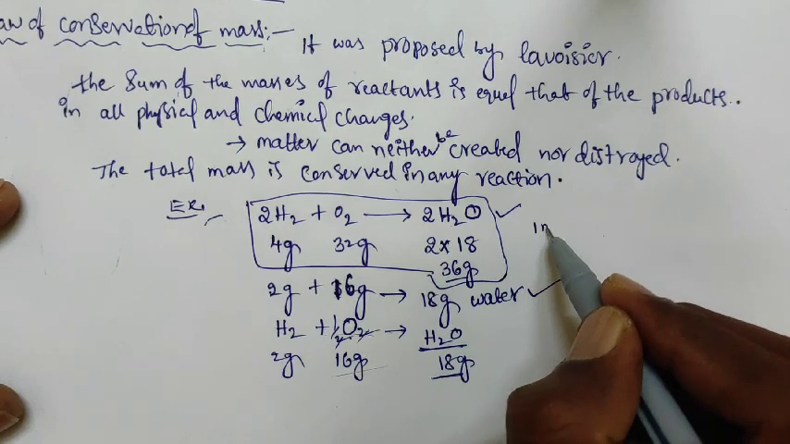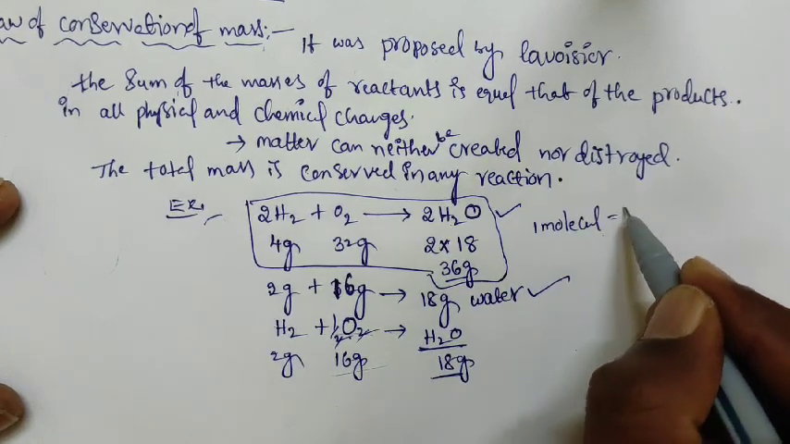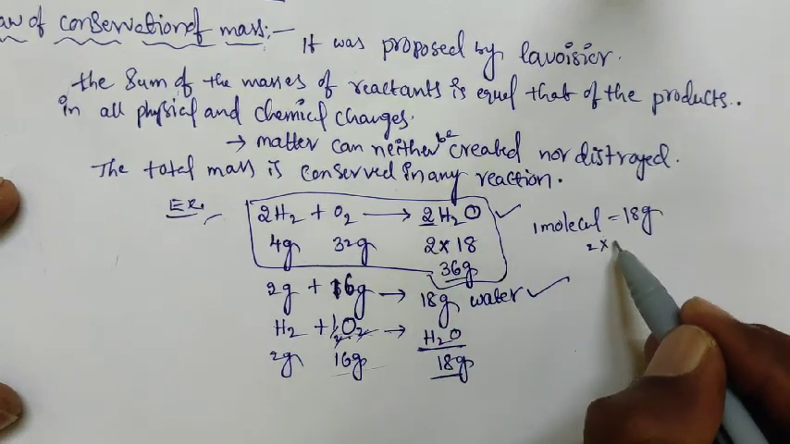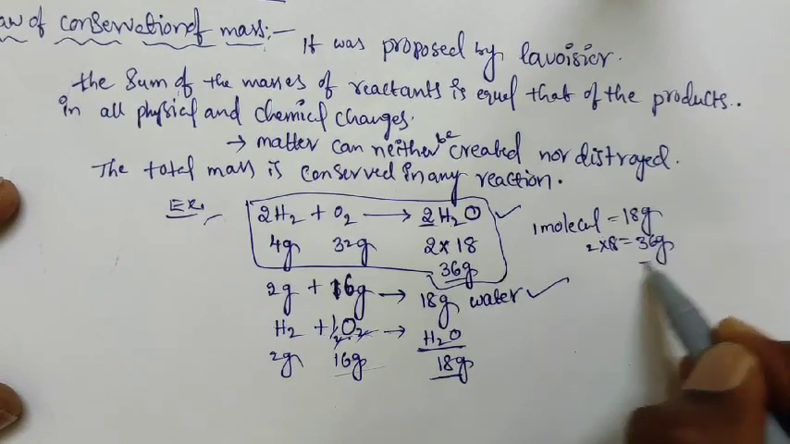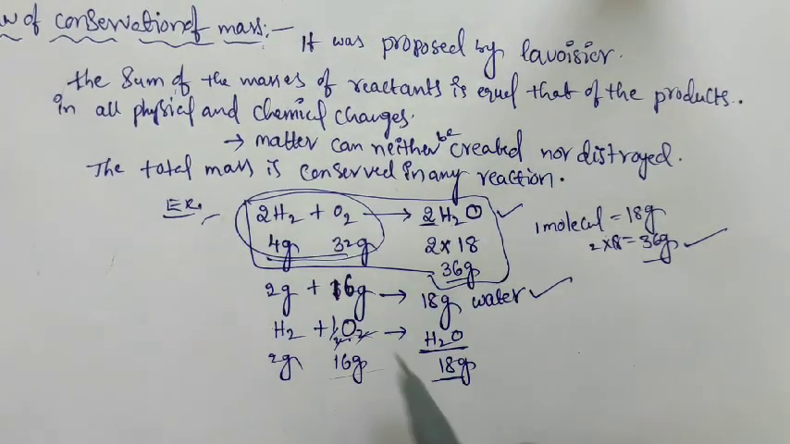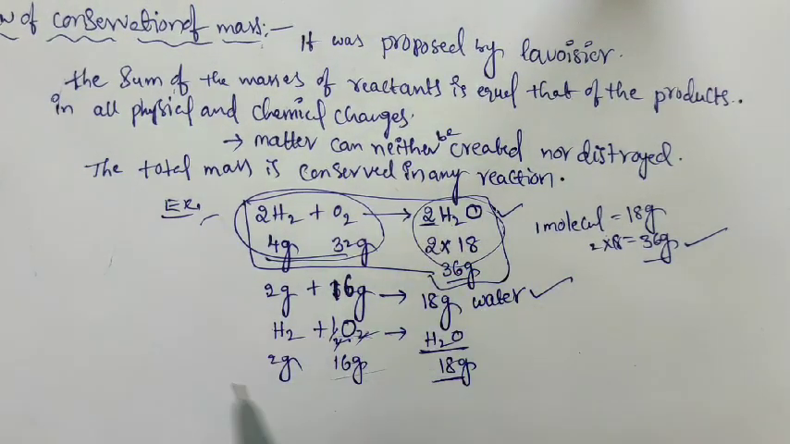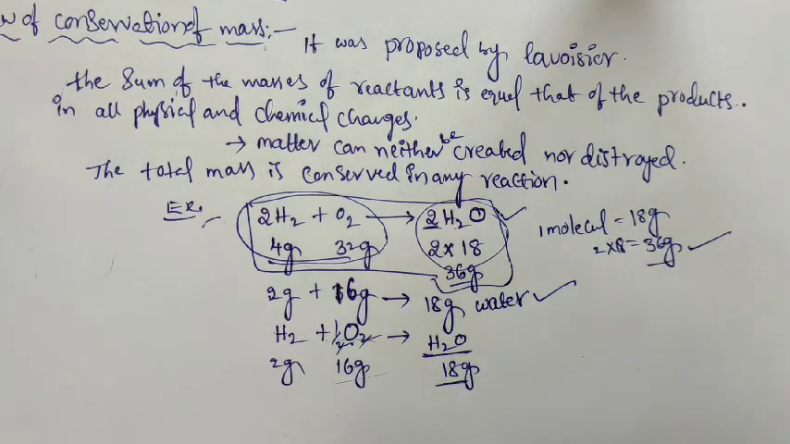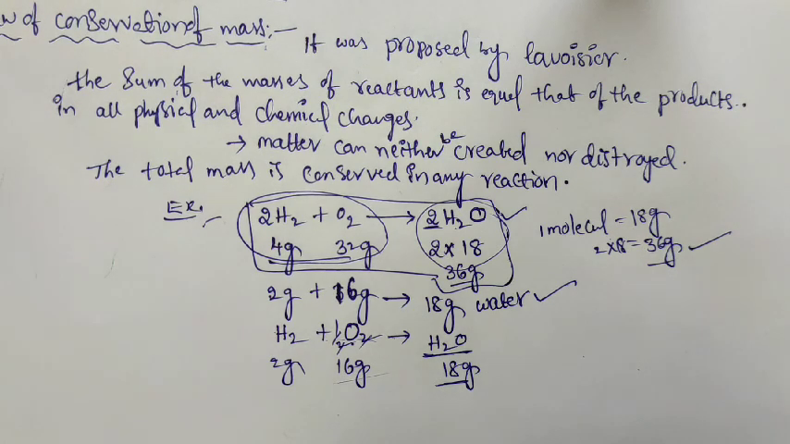So one water molecule weight is 18 grams, H2O weight is 18 grams. But the front 2 is there, no? So 2 into 18 we will get 36 grams. So this is the law of conservation of mass. The reactants side mass is equal to the product side mass in every equation. Mass is neither created nor destroyed in a chemical reaction. The total mass of the reactants is equal to the total mass of products. So this is the law of conservation of mass.